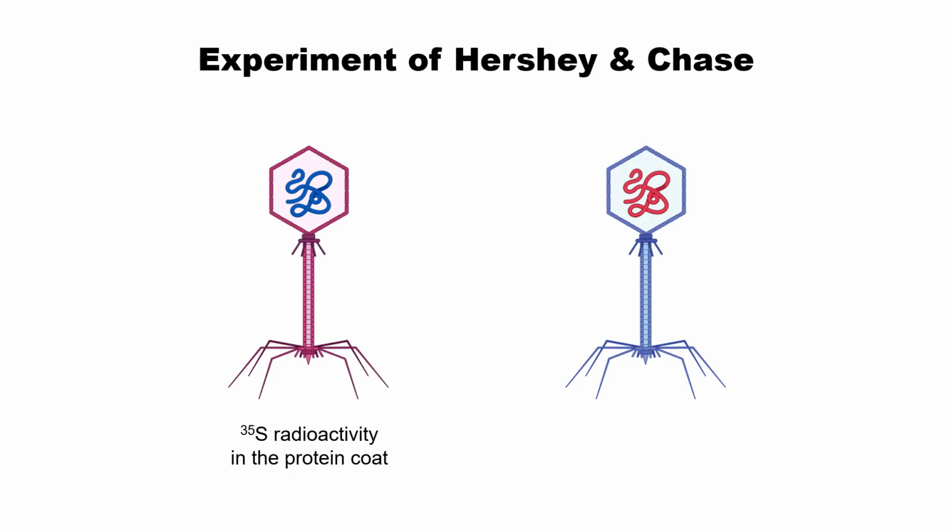In another case, they utilized phosphorus to label the virus. Phosphorus only exists in DNA, not in protein, and the stable isotope is P-31, and they utilized P-32, the radioactive version. So now they have two labeled versions of a virus.